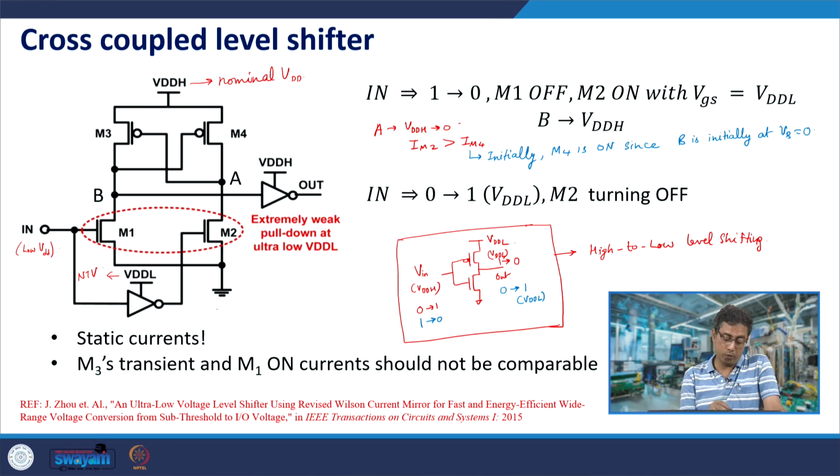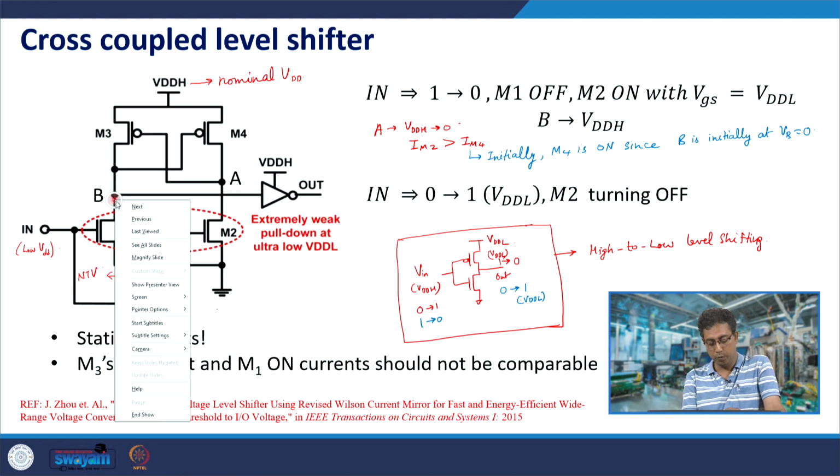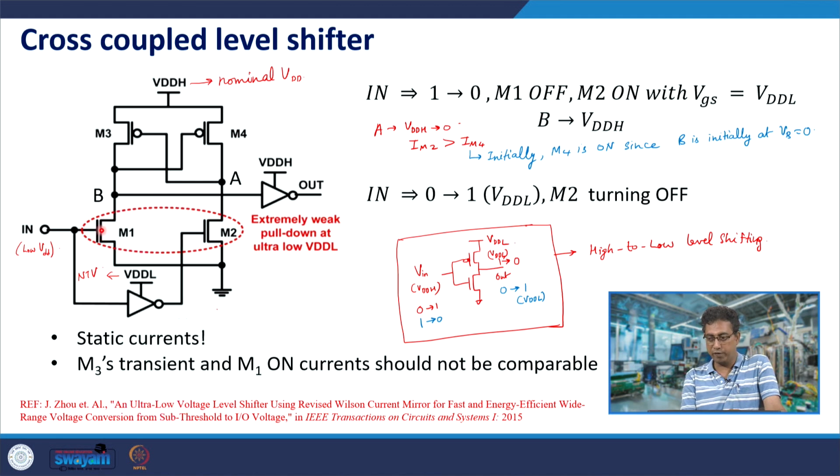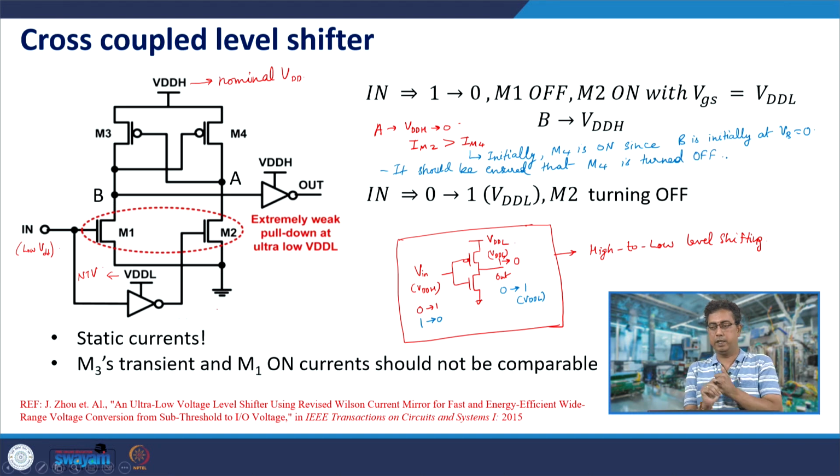Now once that happens, the value at A would be pulled down to 0, and once it is pulled down to 0, M3 is on. Since M3 is on, M3 will charge B to a high value, because M1 is anyway off, and therefore M4 will be completely turned off. But that would require this condition to be followed initially, until M4 is off. So, it should be ensured that M4 is turned off. That is a design requirement.